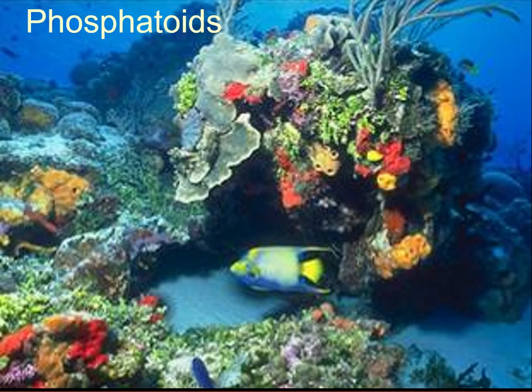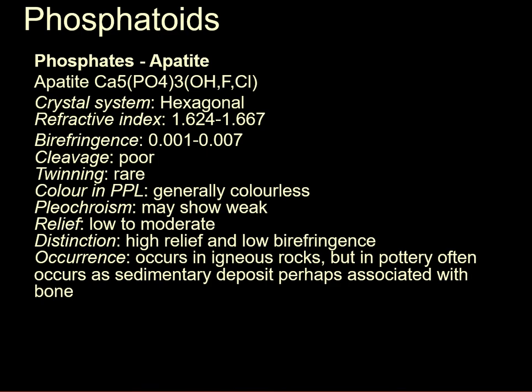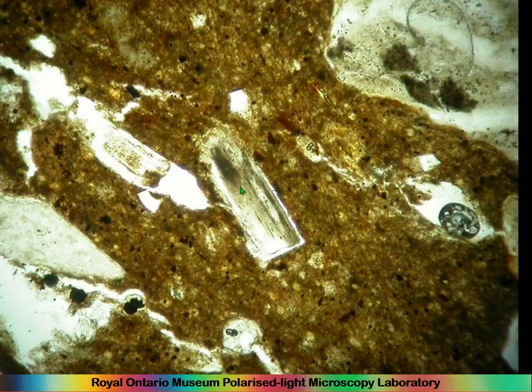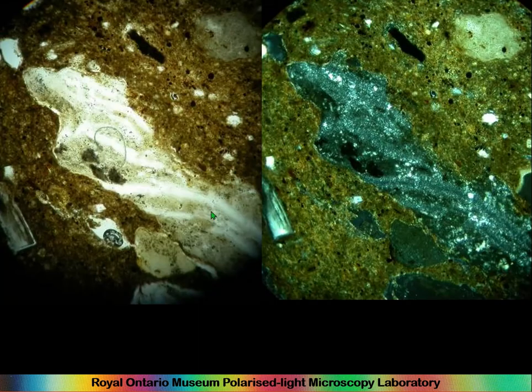Then we have the phosphatoids made of dead animals, very low birefringence, very important to remember that. This is a piece of pottery, and the phosphatoids of course come from bones, as a fragment of bone, but also when these are deposited at the bottom of the sea, they all become oozy, and the phosphate comes out of the bone, the bones decay, and it becomes all disgusting.